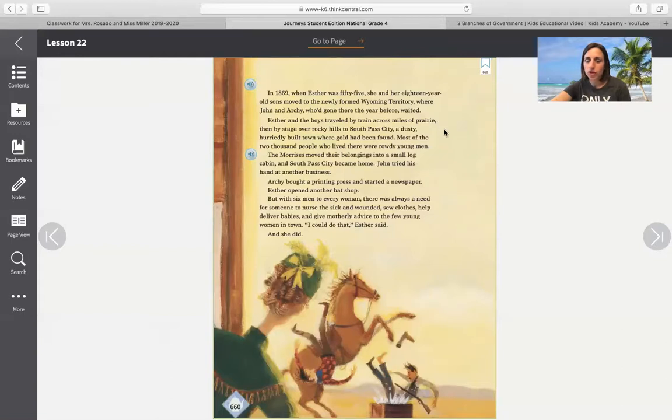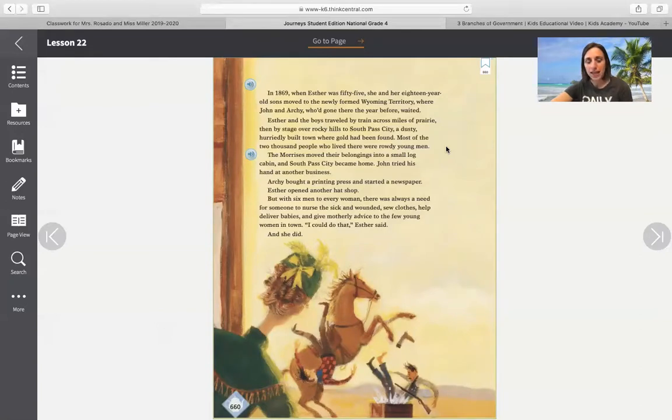Esther and the boys traveled by train across miles of prairie, then by stagecoach over rocky hills to South Pass City, a dusty, hurriedly built town where gold had been found. Most of the 2,000 people who lived there were rowdy young men. The Morrises moved their belongings into a small log cabin, and South Pass City became home.